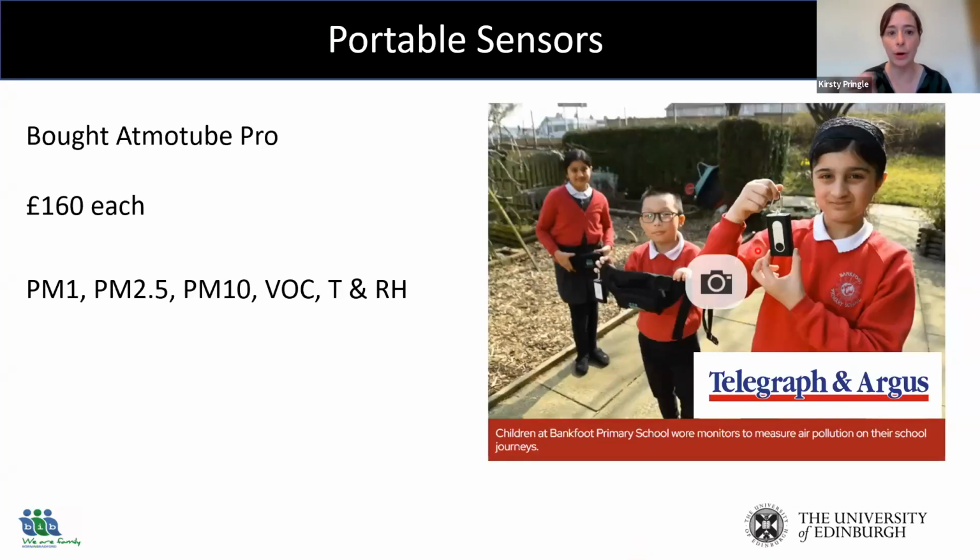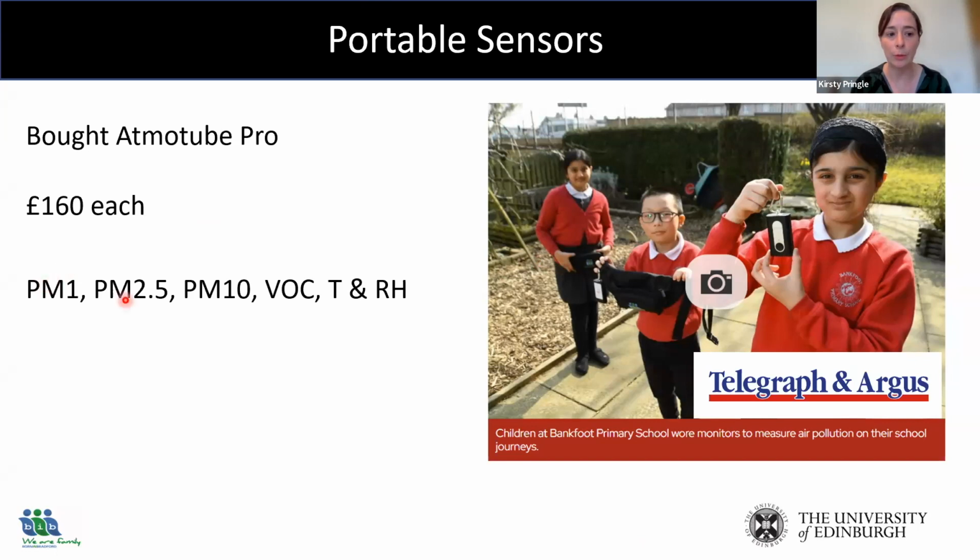We hadn't bought enough kit for all the portable sensors yet. So we decided to spend our money elsewhere and buy some commercially available portable sensors. And we went for the AtmoTube Pro. There's a couple of different devices on the market. I don't really know whether this is the best one that we could have chosen, but it's the one we went for. They're about £160 each.